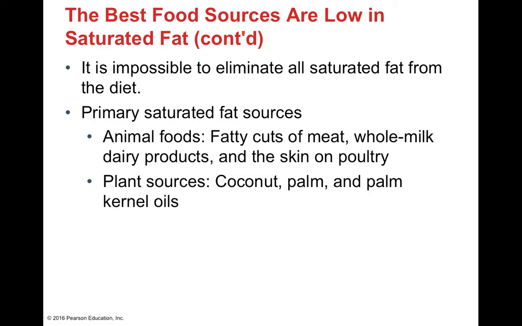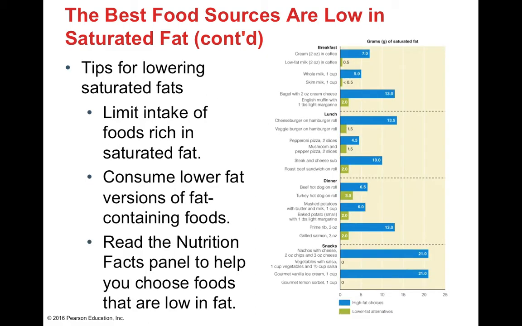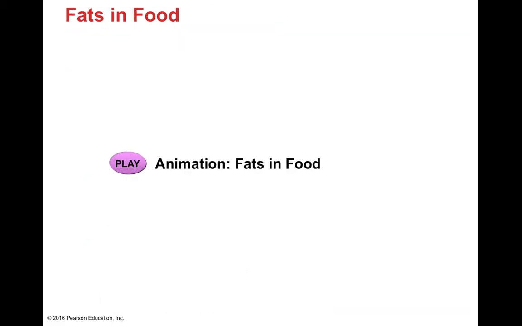Now, while it's the objective to decrease your saturated fat from your diet, it's almost impossible to eliminate all of your saturated fat. Some of your primary saturated food sources include things like animal foods, right? Cuts of meat that are fatty, milk products that are whole milk, skin on the poultry, etc., including plant sources like coconut, palm, and palm kernel oils. So it's very difficult to entirely eliminate all saturated fat from your diet. But tips for lowering your saturated fat include obviously limiting your intake of foods rich in saturated fat and consuming lower fat versions of the same foods, the fat-containing foods, and make sure that you read your nutrition facts panel to help you determine which foods are going to be lower in fats and which kinds of fats you're consuming.